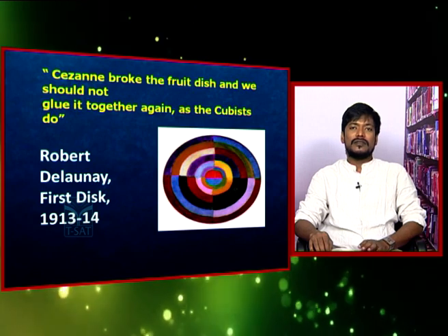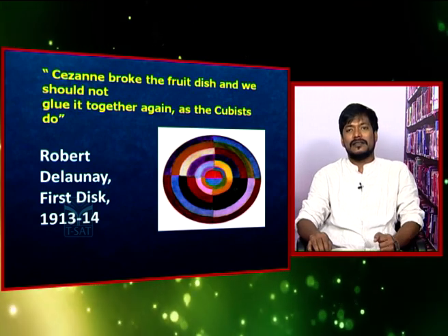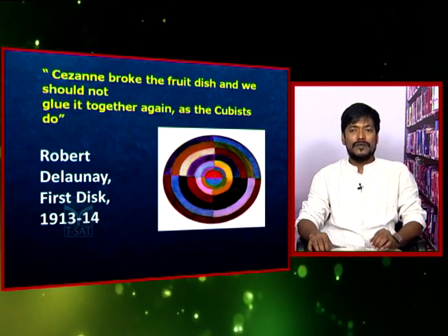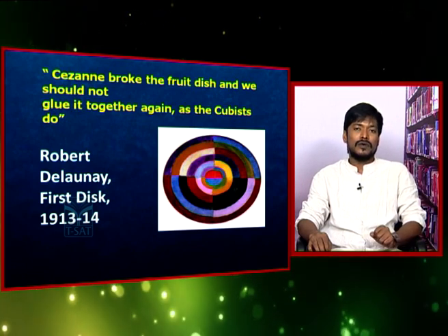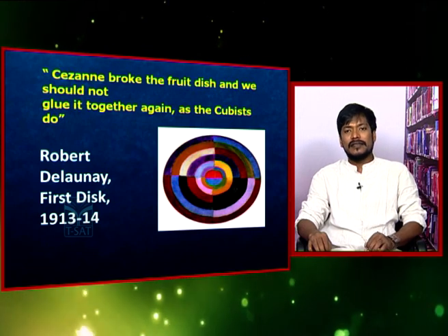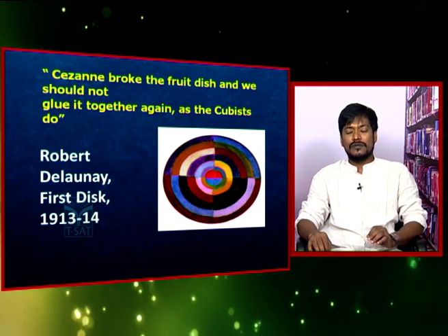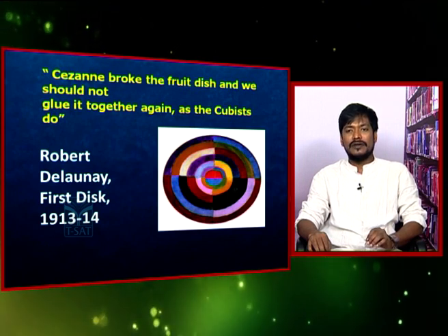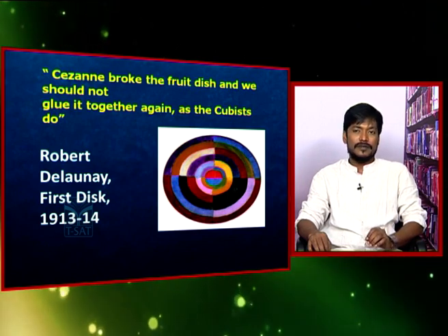So, when we look at the artworks, the first slide that you see is the painting by Robert Delaunay, called the First Disc. He painted it in 1914, at the beginning of the First World War. What he said is this: Cézanne broke the fish dish, the fruit dish, and we should not glue it together again as the Cubists did or do.